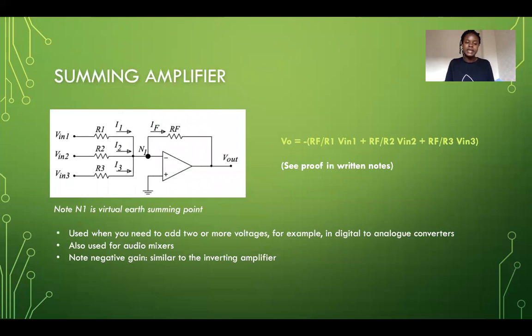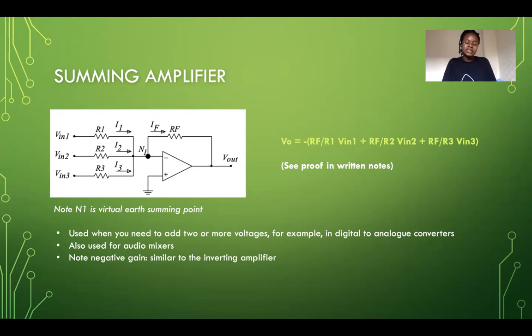Right, and then the final one is a summing amplifier. A summing amplifier is one of the widely used ones as well as the inverting one. It's used in many applications. It normally includes multiple input voltages connected, and there's normally a virtual earth summing point, as you can see there. N1 is a virtual earth summing point. And then we just have a regular amplifier, as we've seen in the first two.